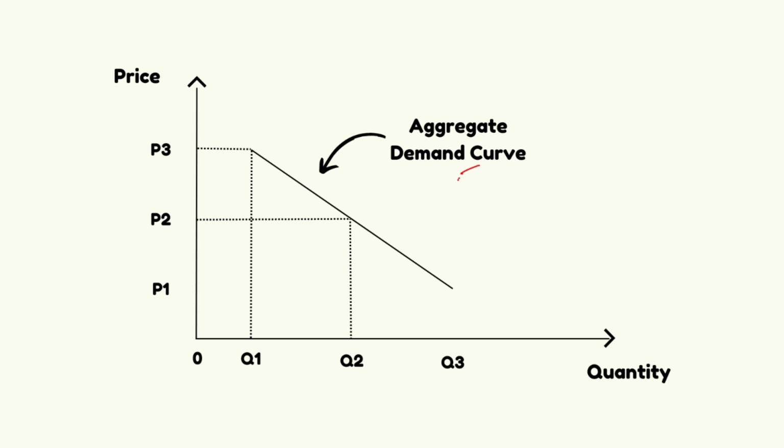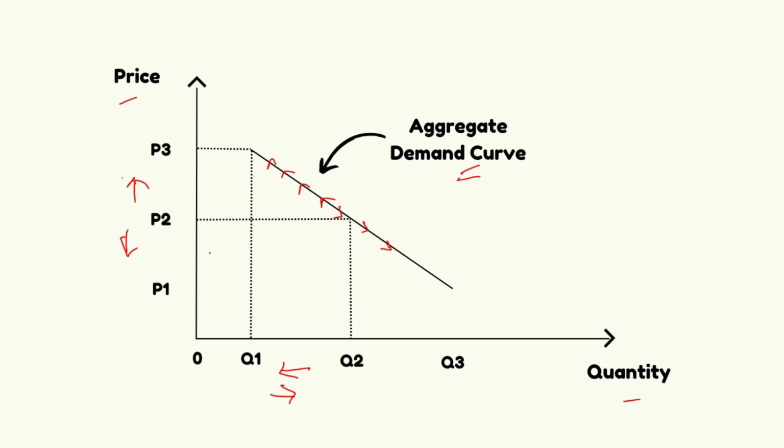This is the aggregate demand curve. The y-axis depicts the price, whereas the x-axis depicts the quantity of goods and services. As the price increases, the demand will decrease. This is the depiction of this aggregate demand curve. As the price decreases, the demand will increase. If the price increases, the demand will decrease. If the price decreases, the demand will increase.